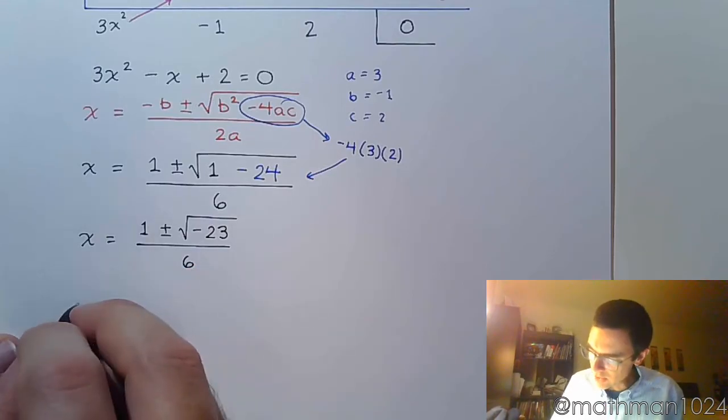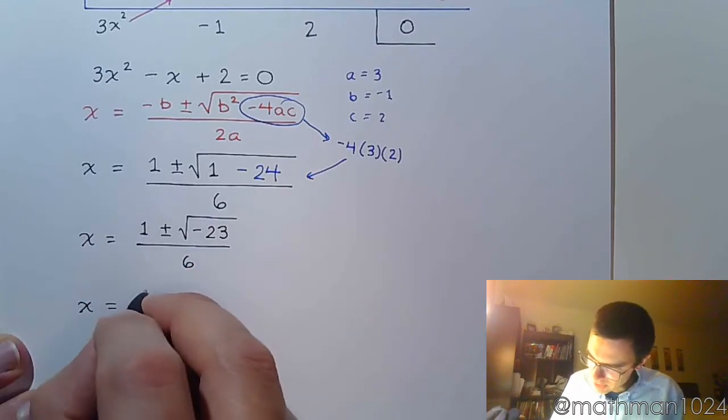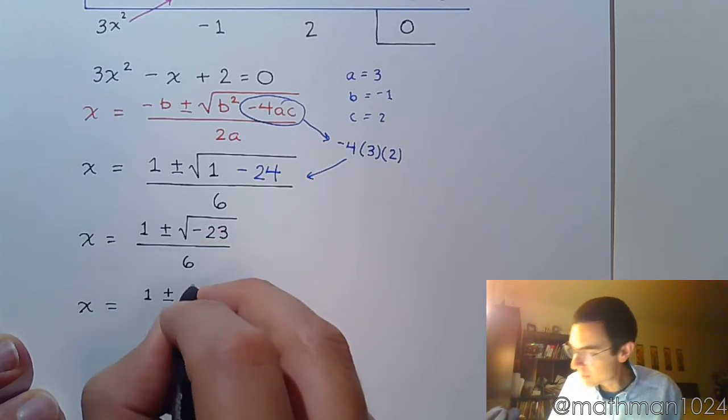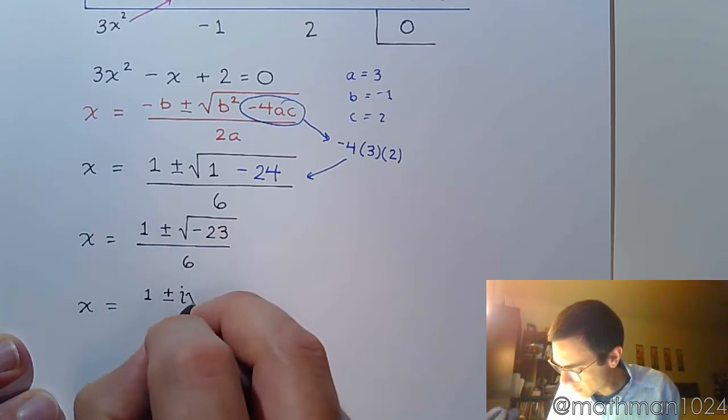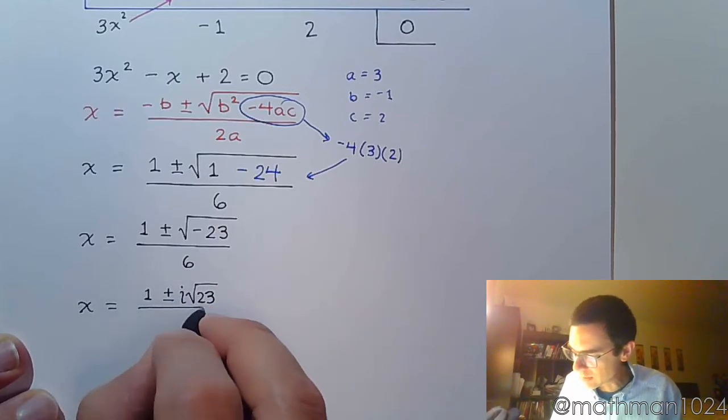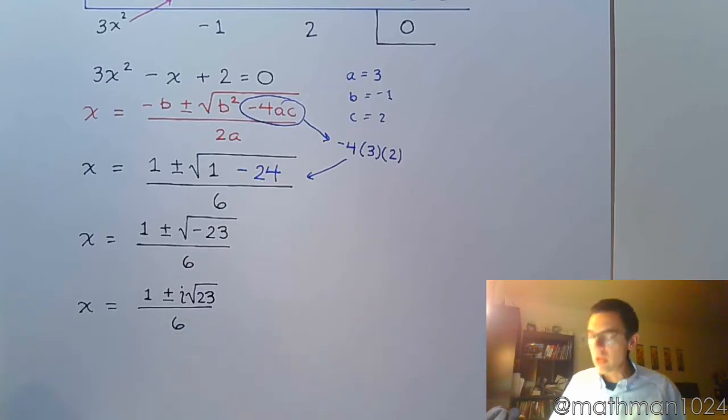And we can finish this just by factoring out the i. When we simplify this, taking that negative, that becomes i in front of the radical. 23, however, is prime, so it stays inside. So here are your other two solutions. So this question was asking us to find all zeros of the function.